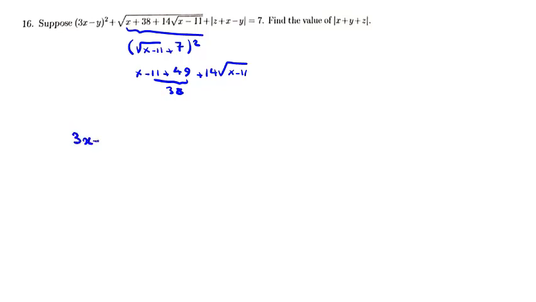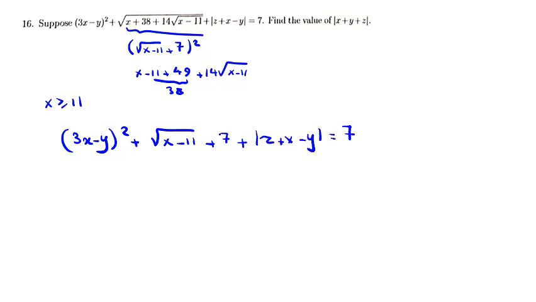we say it's 3x minus y squared plus the absolute value of this term, and we know it is positive because it is a square root, and we know x must be at least 11. Plus 7 plus z plus x minus y absolute value equals 7. So if we cancel these two things here, it will be 0 if we subtract 7 from both sides. So this thing is at least 0, non-negative.